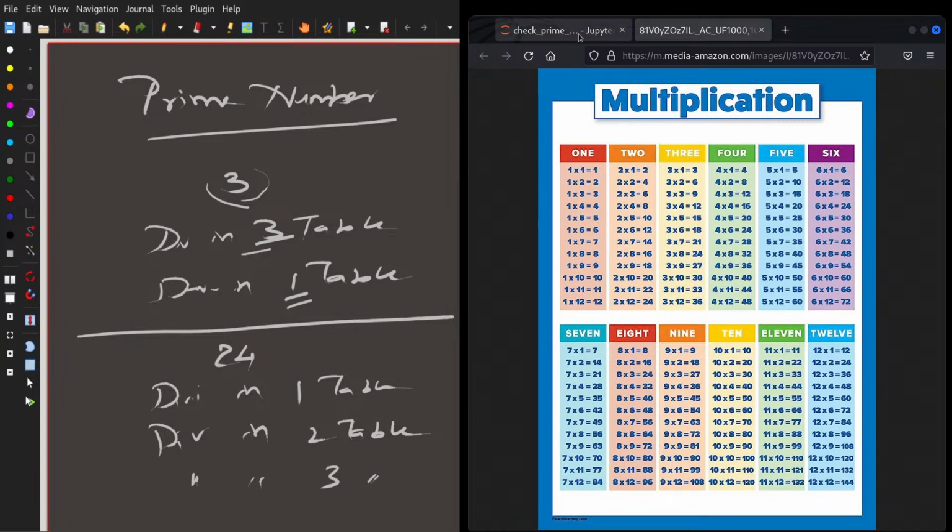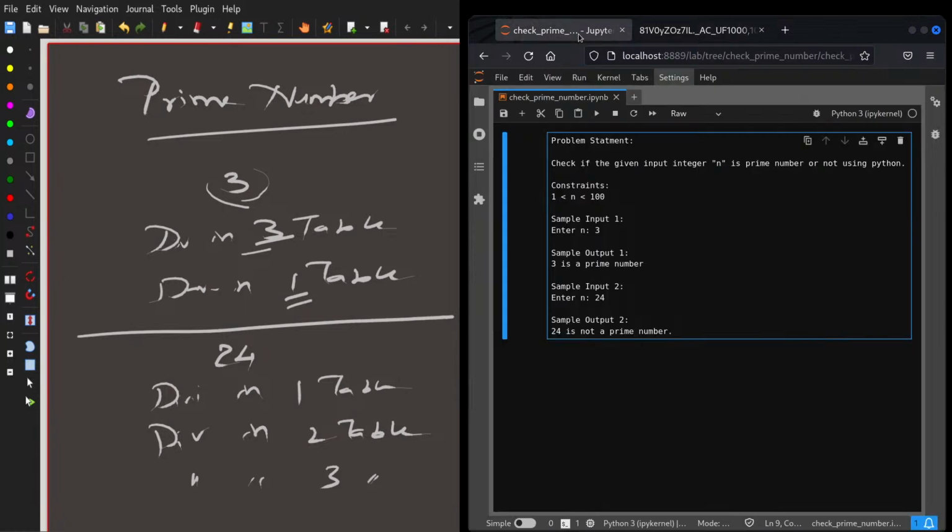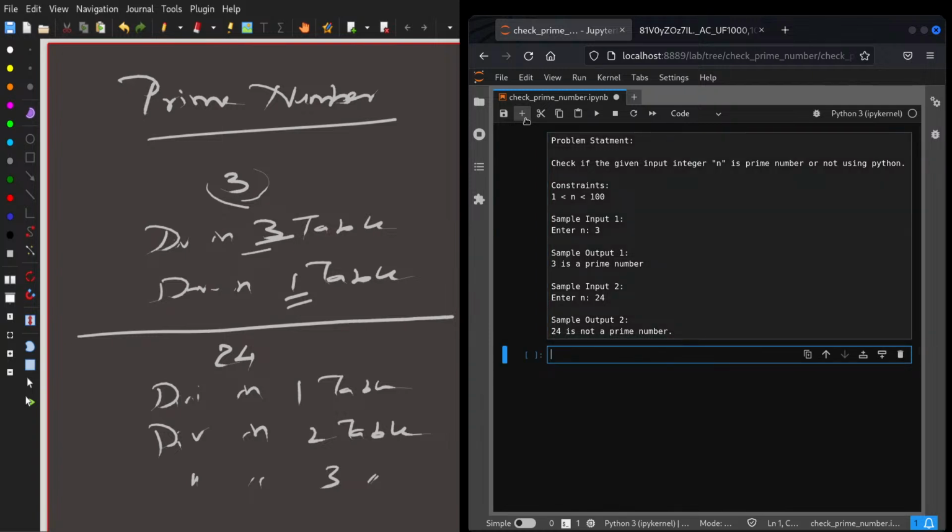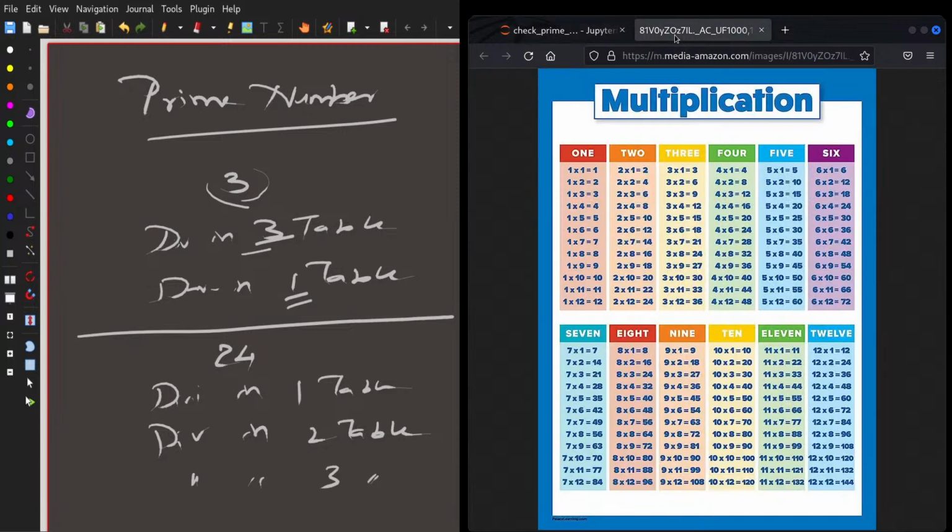I hope you understood. So this is the math behind this prime number concept. Now our task is to write a Python code that checks if a number is prime or not. So in general, in manual mode itself, what are we doing?